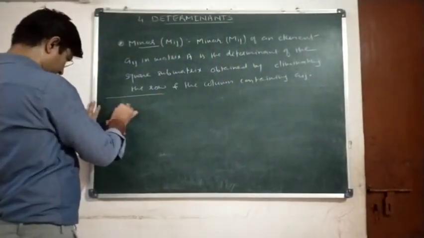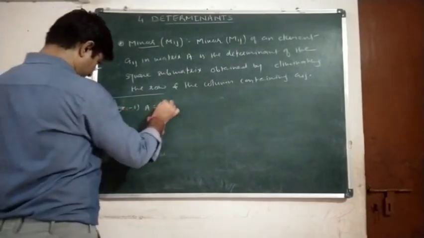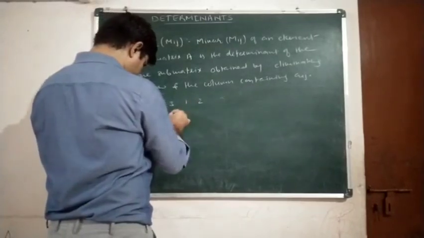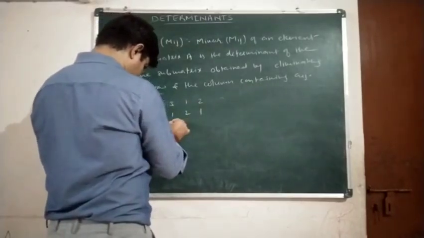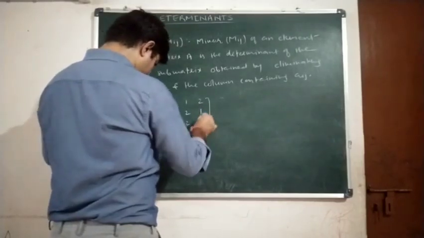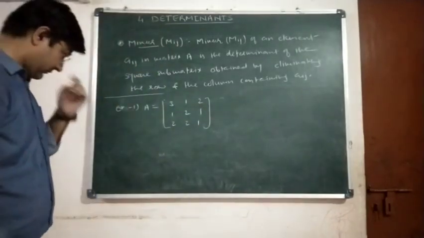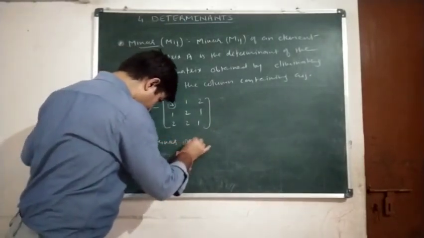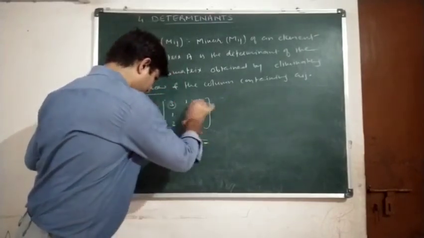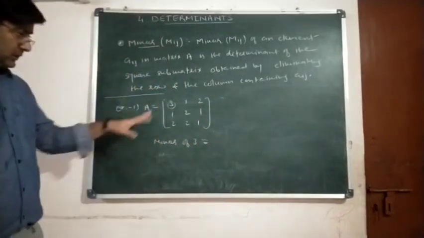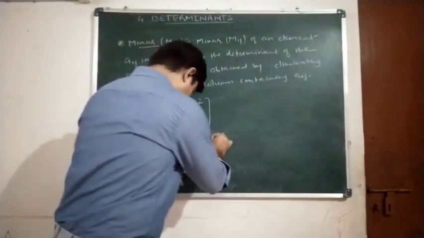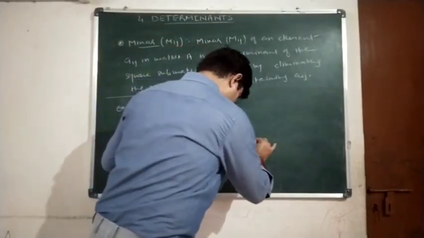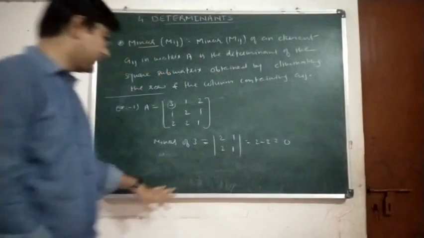For example, suppose we have a matrix of order 3: 3, 2, 3, 1, 2, 1, 2, 1, 2, 2, 1. Clear? This is the matrix. Now we have to find the minor of element 3. So we can calculate like this. Minor of 3 will be given by: we eliminate the row and the column containing 3, and the determinant obtained is |2 1; 2 1|, which is 2 minus 2, equal to 0.